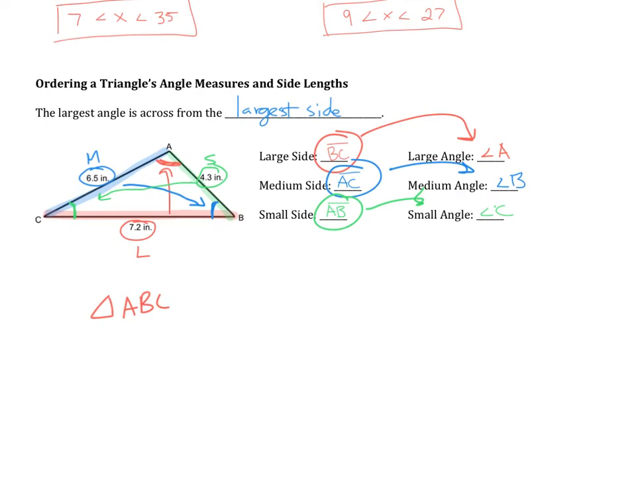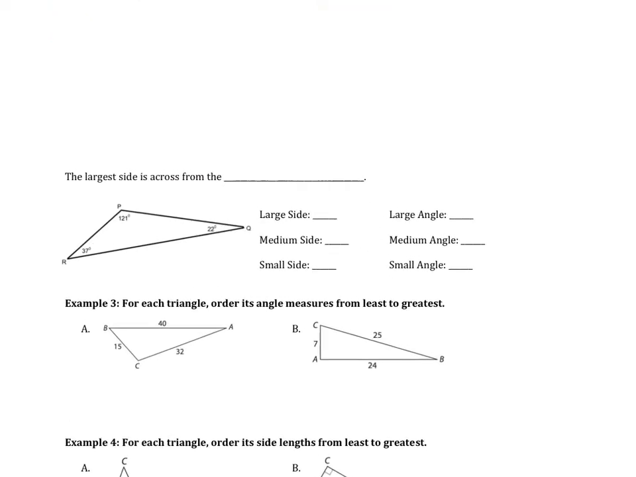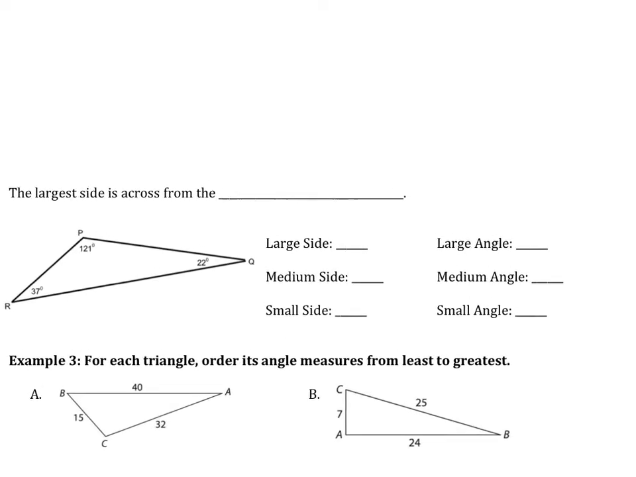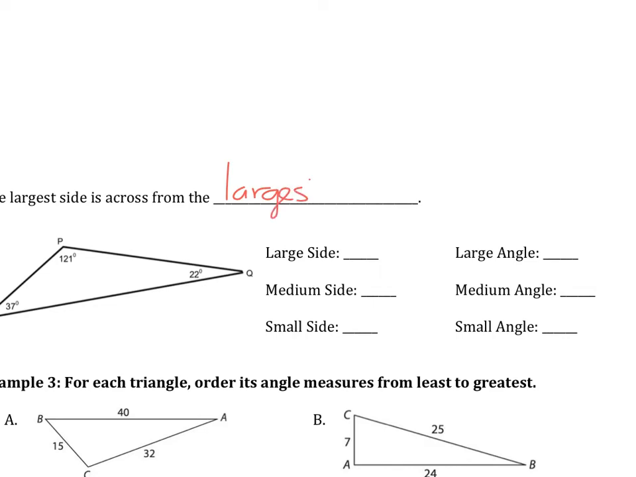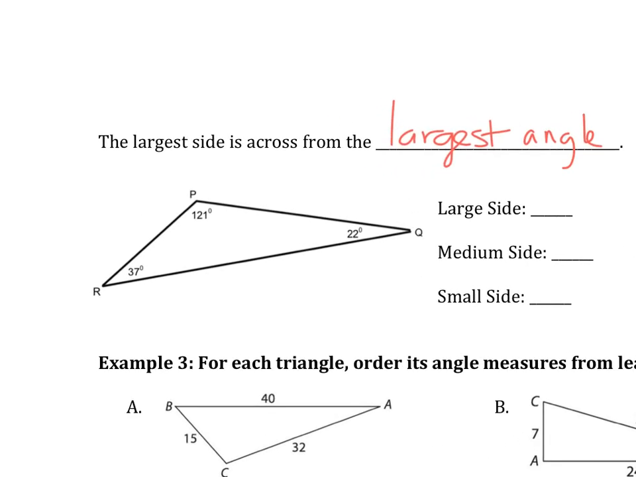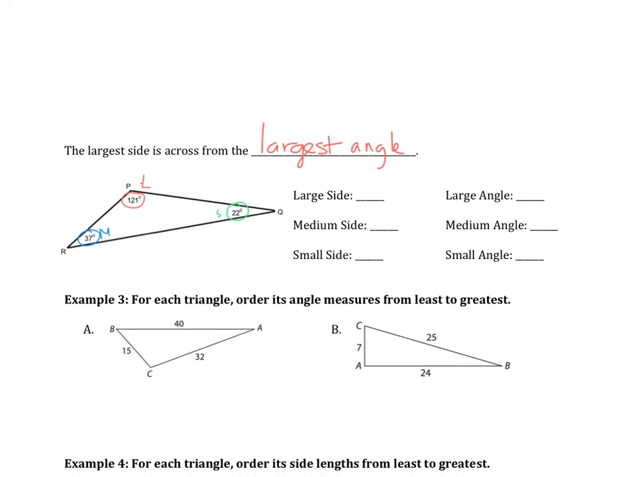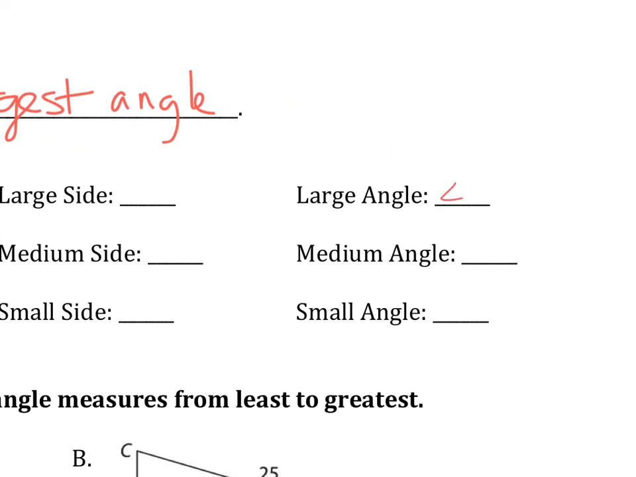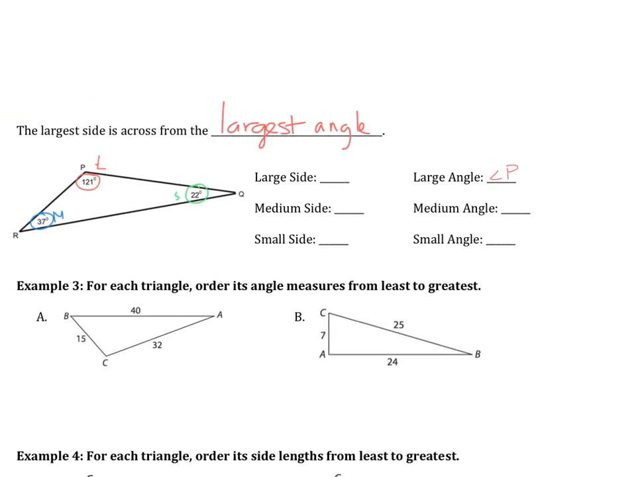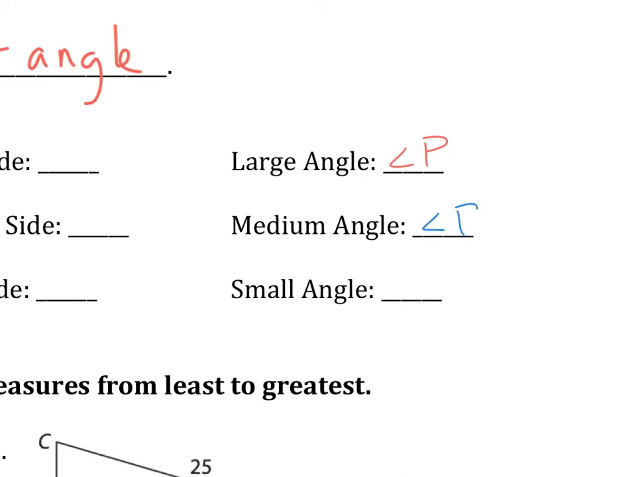And if you go ahead and flip to the next page, we can also say that the largest side is therefore across from the largest angle. So again, I would go through and label here. We've got our large angle, we have our medium angle, and we have a small angle. And so the large angle is going to be angle P. The medium angle is angle R. And the small angle was angle Q.